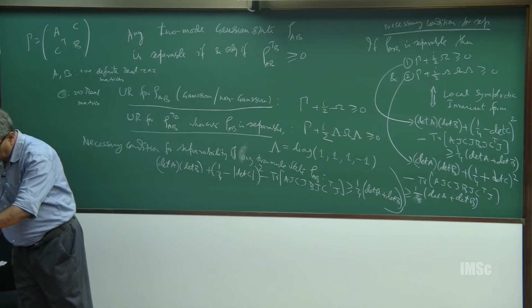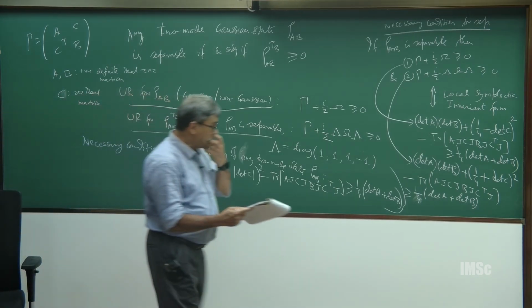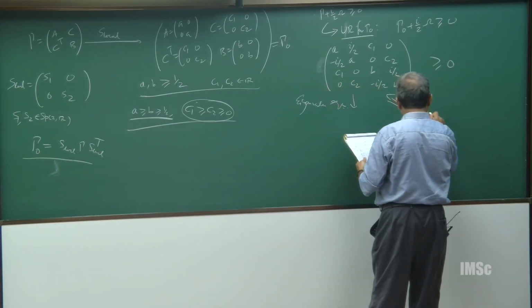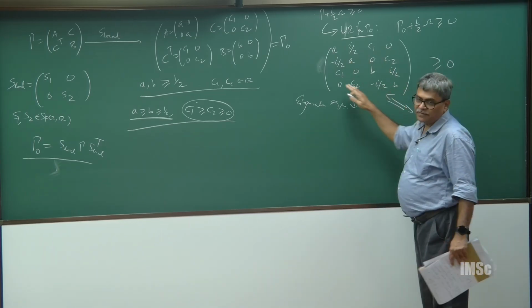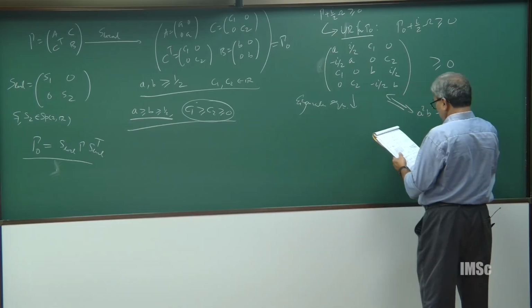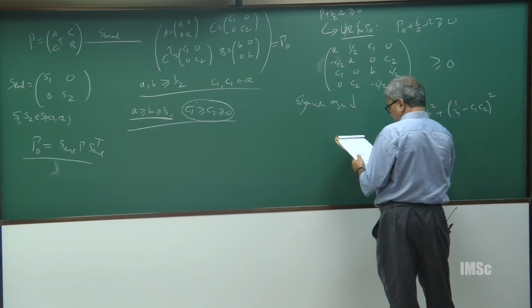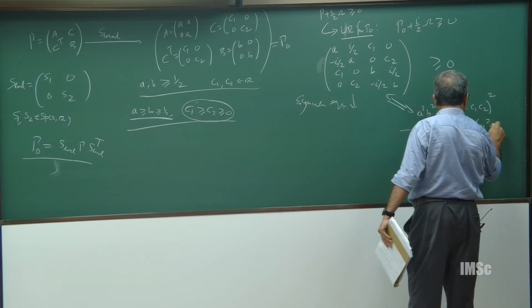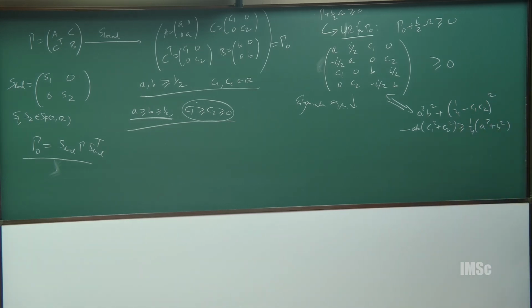So, let me, yes. So, this positivity is equivalent to this one, A square B square. As I said, you look at basically the positivity of the determinant of this, that is enough. So, A square B square plus 1 by 4 minus C 1 C 2 square minus A B C 1 square plus C 2 square greater than or equal to 1 by 4 A square plus B square. Okay. This is the positivity condition.